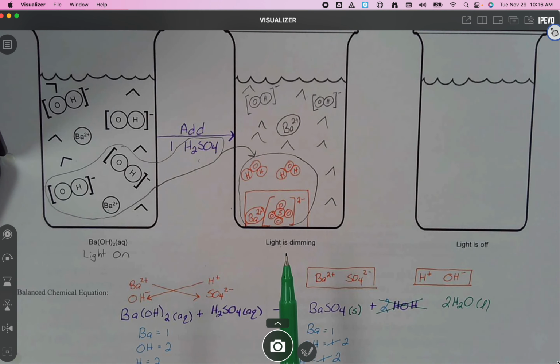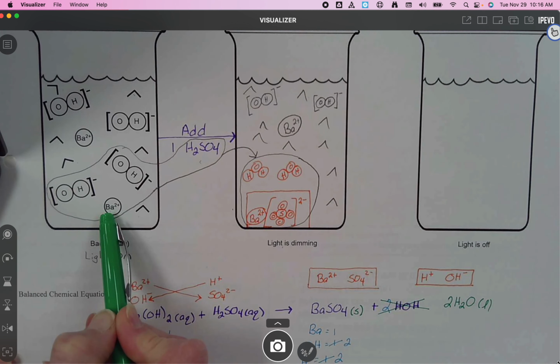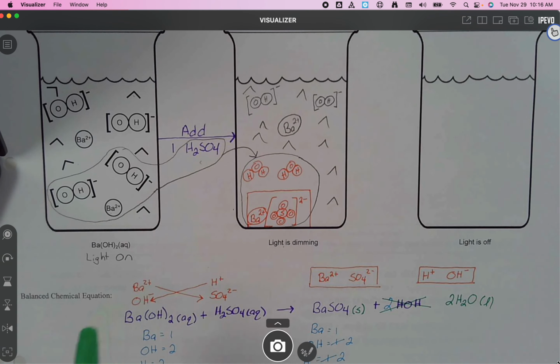So even though we added sulfuric acid, which on its own can conduct electricity, the hydrogen ions that could have carried the current actually snagged the hydroxide ions and took away their ability. And the sulfate ion, which could have also helped carry electricity, got stuck together with the barium ion. So not only could the sulfuric acid not conduct, it started pulling things out that were conducting before and turning them into a form that they couldn't carry a current.